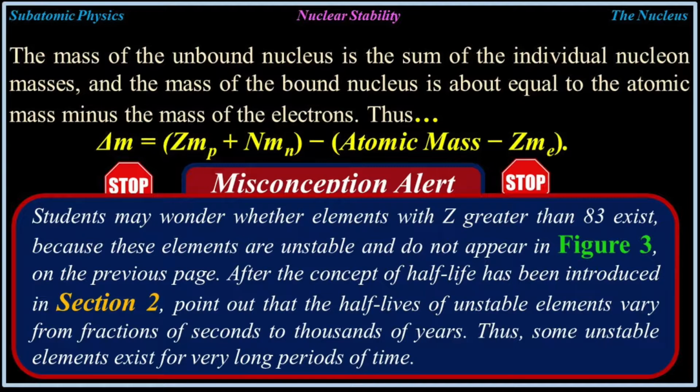Misconception alert. Students may wonder whether elements with Z greater than 83 exist because these elements are unstable and do not appear in figure 3 on the previous page. After the concept of half-life has been introduced in section 2, point out that the half-lives of unstable elements vary from fractions of a second to thousands of years. Thus, some unstable elements exist for very long periods of time.